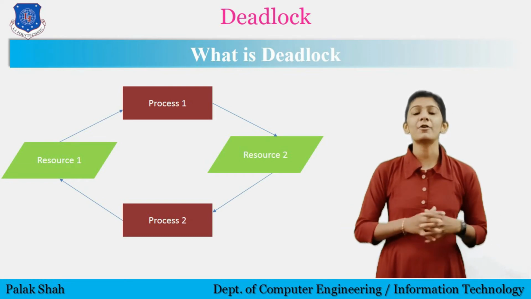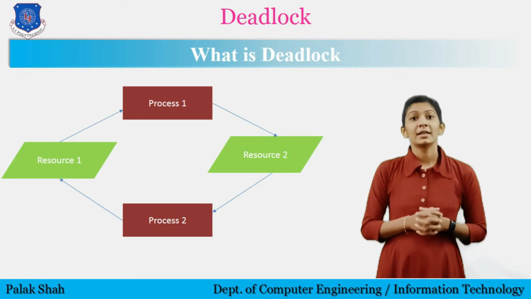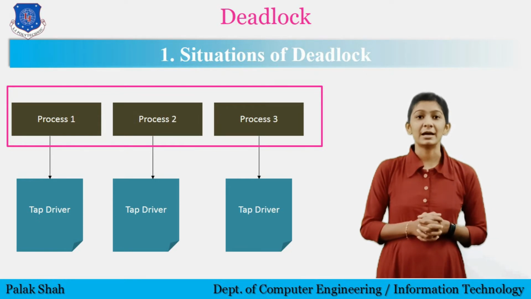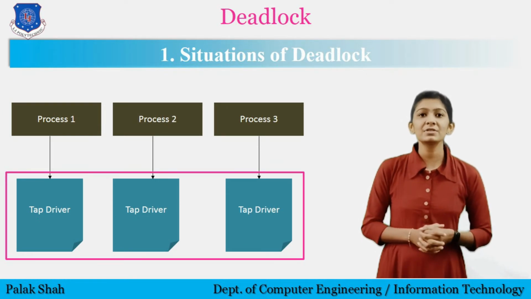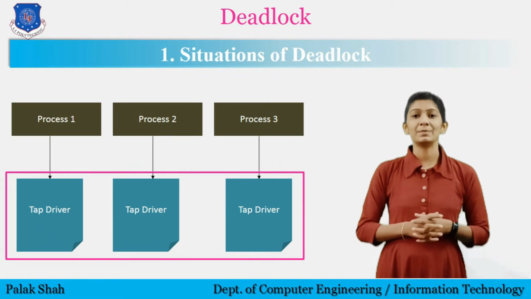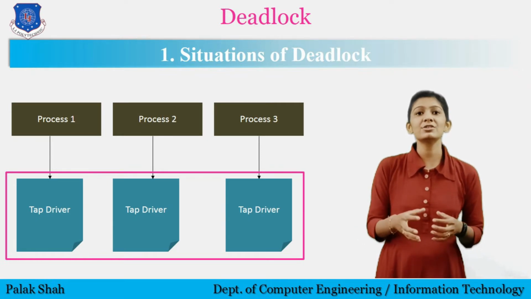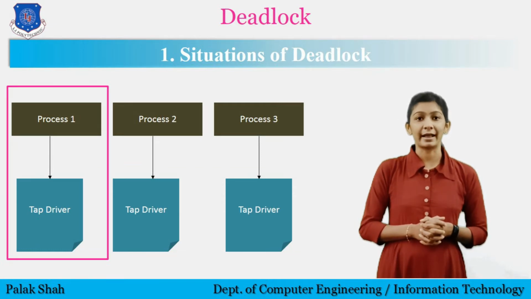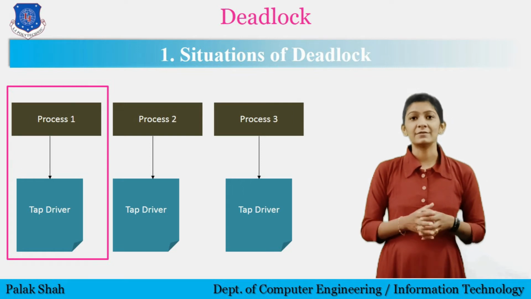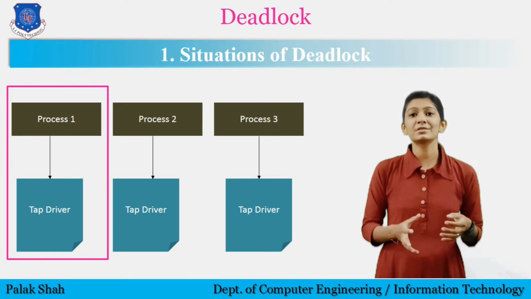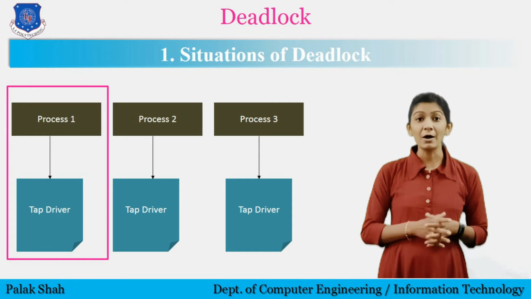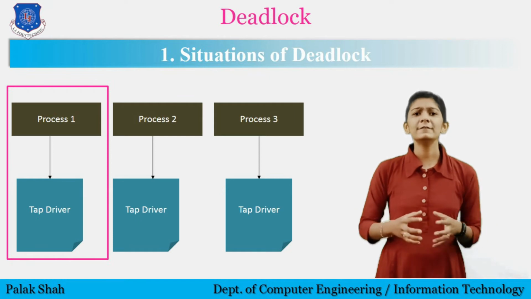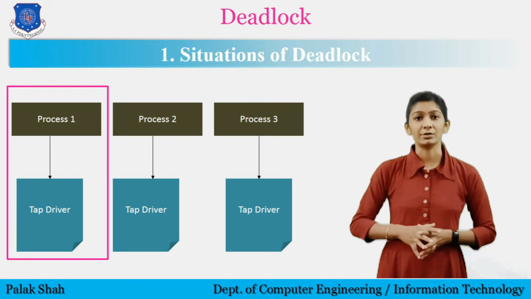Now, consider the following situation. Suppose there are 3 processes in a system. Also, there are 3 tape drives in the system. Each process needs 2 tape drives to complete its execution. Suppose each of them has acquired 1 tape drive and now requests a second, but no tape drive is free. So all the processes will wait, but for how long do they need to wait? Forever.